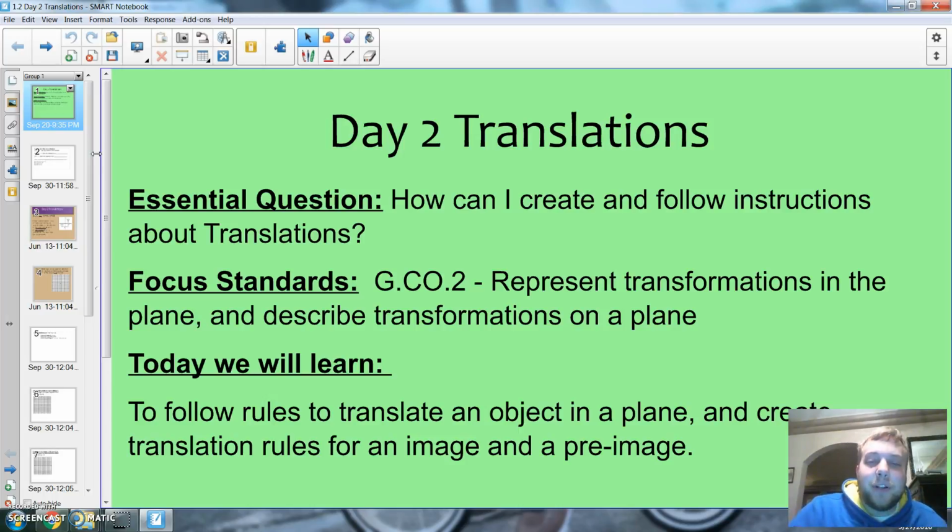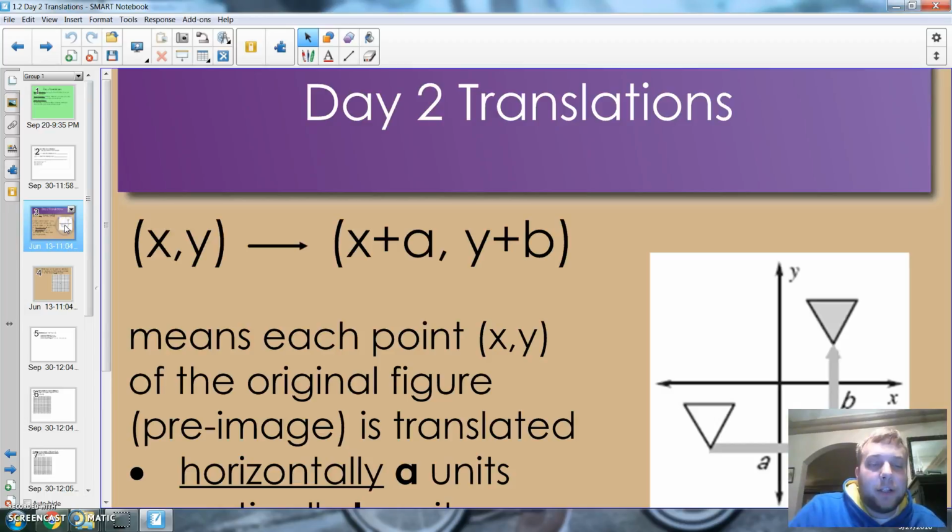All right. So today we're going to learn how I can create and follow instructions about translations. We are going to hopefully be able to follow the directions and create our own directions by the end of the day. Let's take a look.